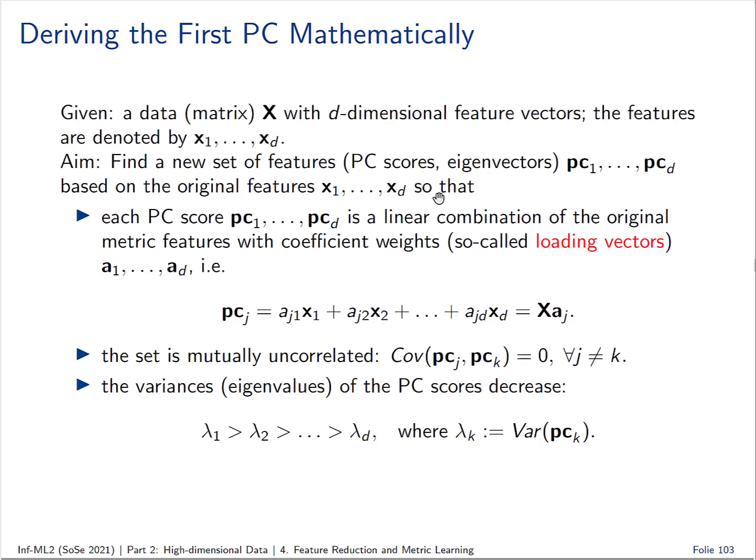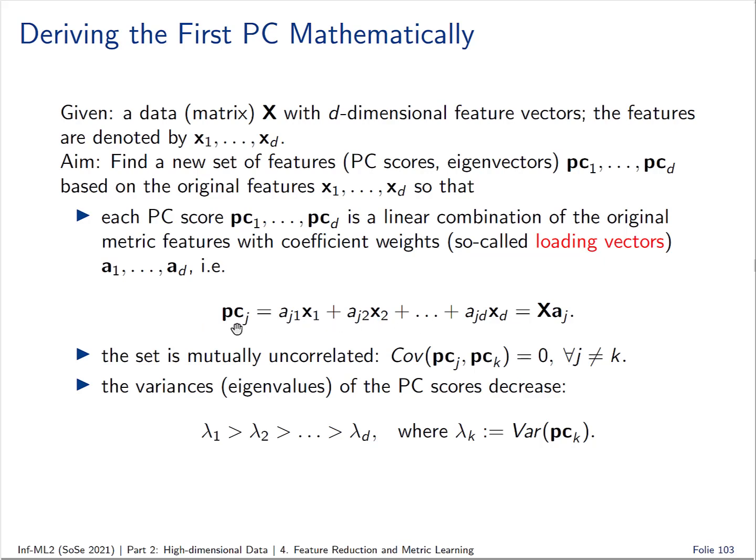Well, they are linear combinations of these features, as we thought about it, because these directions that are somehow arbitrarily oriented in the feature space are obviously linear combinations of the original features. So each PC score, each principal component, is a linear combination of the original metric features, x1 to xd. And the linear combination is done using so-called coefficients, loading vectors, weights. They are denoted as A1 to Ad. For each original feature, we have one loading vector. And you see here that the whole thing is just very easy.